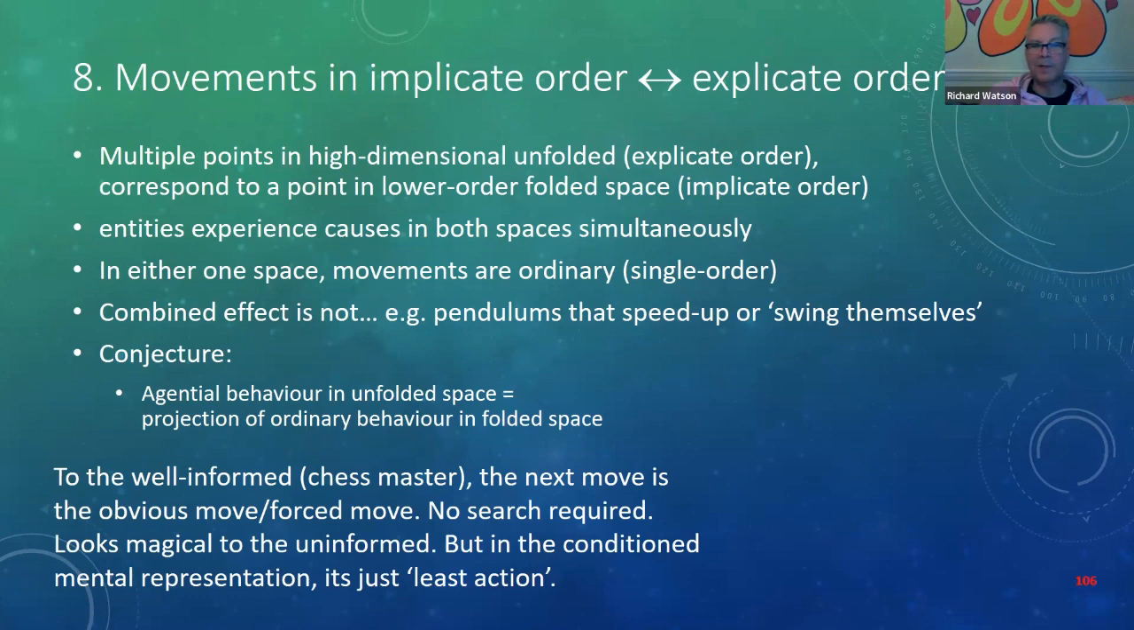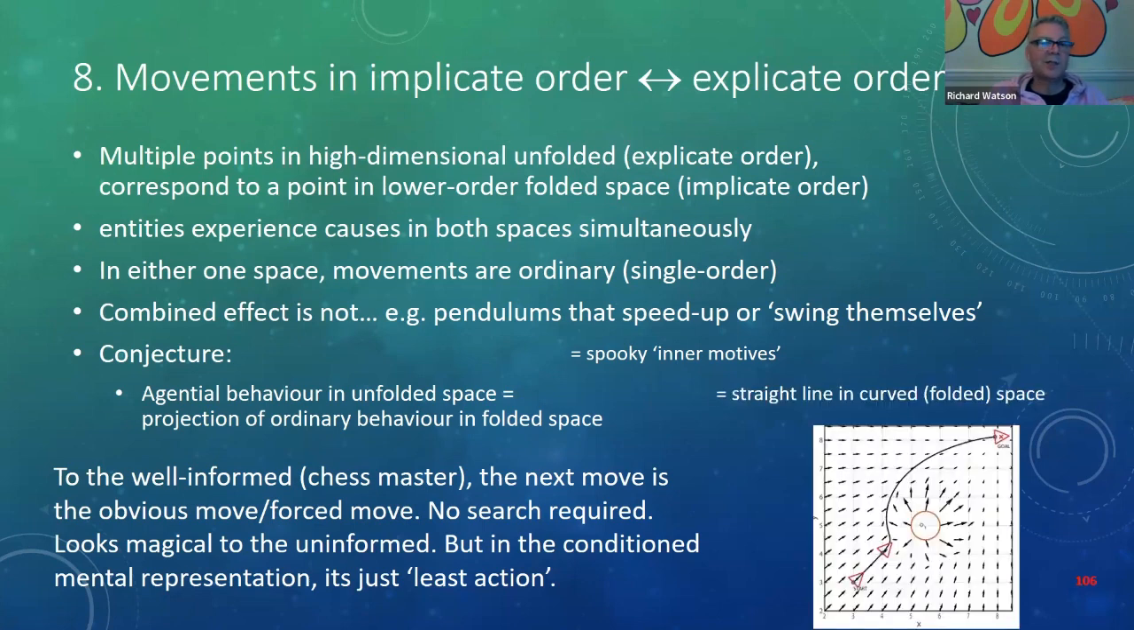It's all obvious. That makes things look like they're doing spooky things within a motive, like pendulums that speed up. But really, it's just a straight line in a curved space. This is artificial potential fields as a way of organizing agent behavior to move around obstacles. If you had a model of a potential field around the obstacle that pushed you away, and you do a least action path in that space, you go around the obstacle as though you could see it coming before you bumped into it.